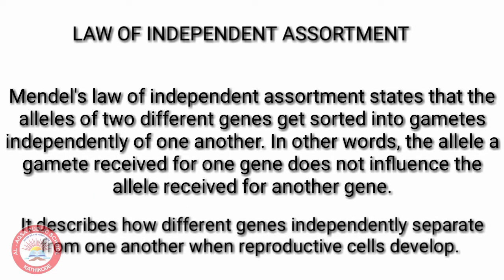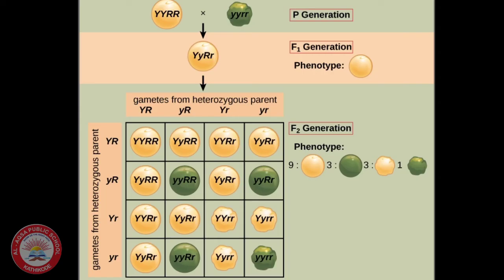From this experiment, Mendel stated the law of independent assortment. According to this law, the alleles of two different genes get sorted into gametes independently of one another. For example, in this experiment, the allele for the shape of the seed is independent of the allele for the color of the seed. This was the experiment conducted by Mendel, and you can see that the phenotypic ratio of the F2 generation is 9:3:3:1.